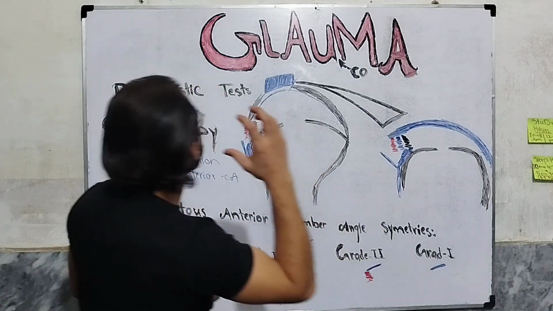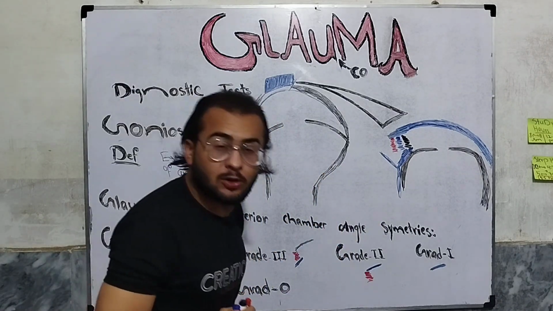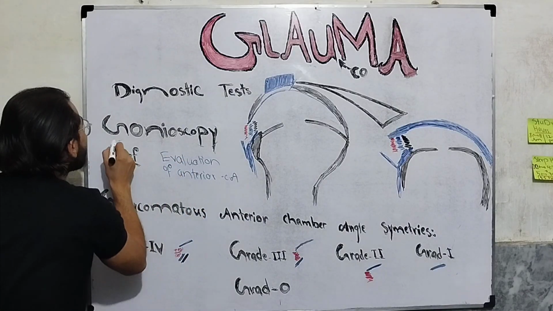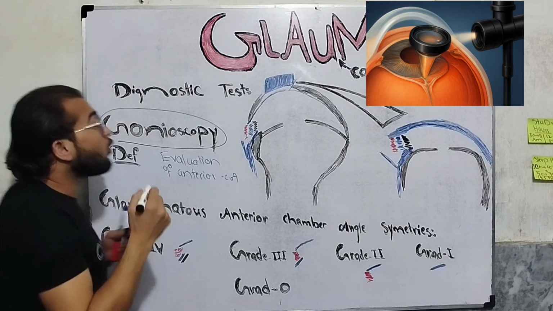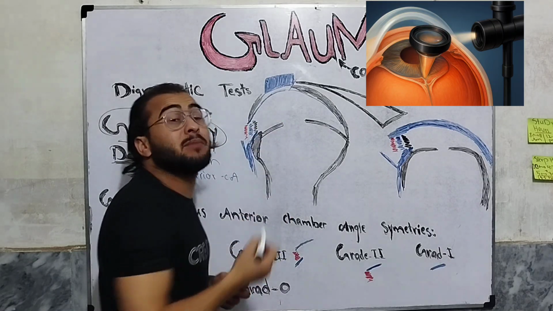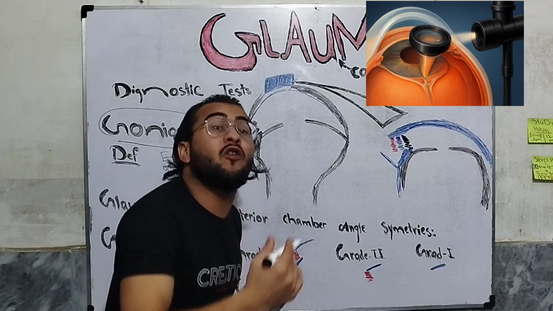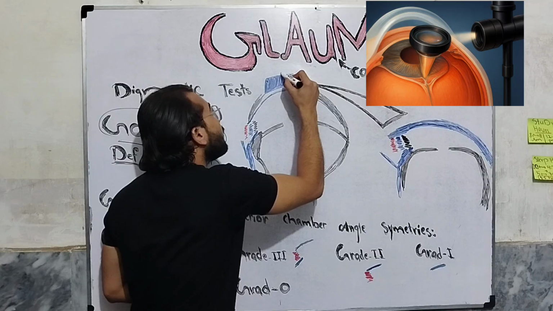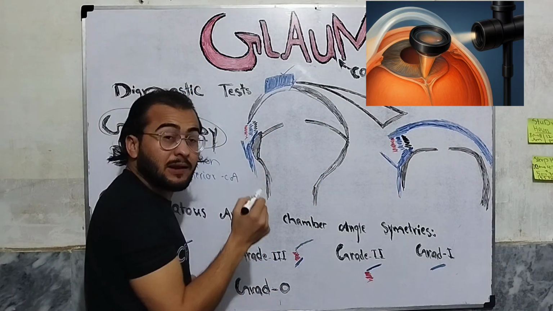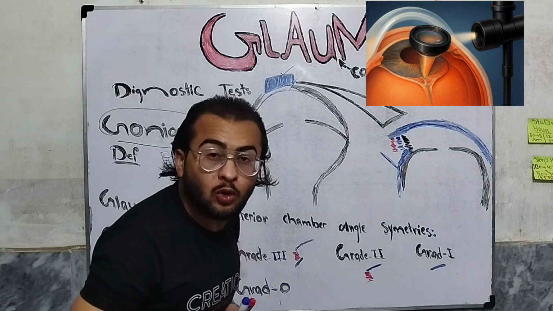As we have started different diagnostic tests for glaucoma, now we will discuss gonioscopy. So what is gonioscopy? Gonioscopy means the analyzing and the evaluation of the interior chamber angle with the help of a gonio lens. With the help of this gonio lens, when we analyze this interior chamber angle, this is called gonioscopy.